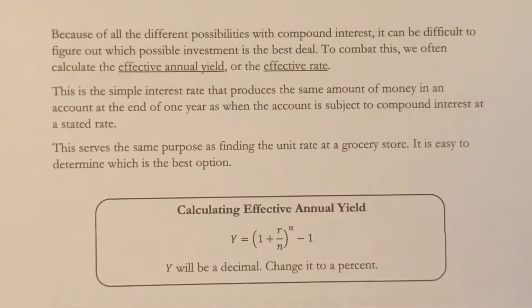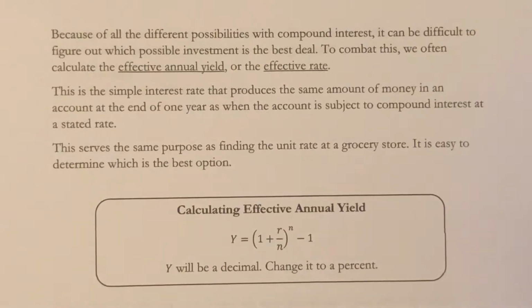What happens a lot of times is we have to choose between two investments with different interest rates that are compounded a different number of times. And it can be difficult to figure out which of the two investments is actually best for you. So there is a measurement called the effective annual yield or effective rate. And that is just a computation that says, okay, if we're doing simple interest instead of compounding interest, what interest rate using simple interest will give me the same amount of money in 1 year as this compound interest option?